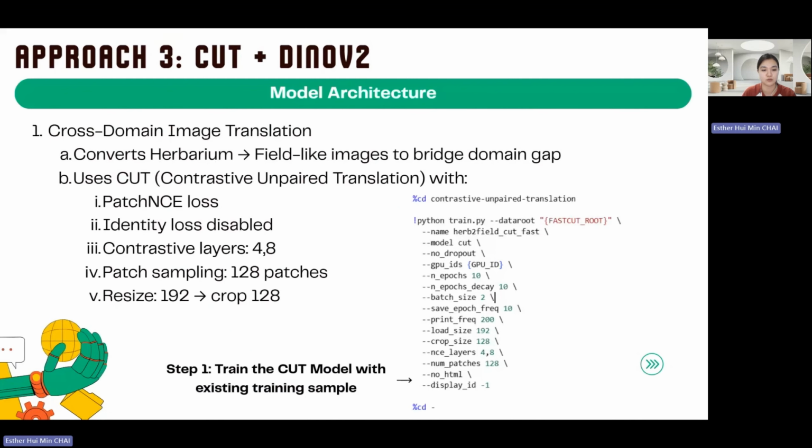I'm Esther, and my approach focuses on synthetic data generation. To solve the cross-domain issue, I designed a two-stage pipeline. First, I use CUT, an unpaired image-to-image translation model, to convert herbarium images into realistic field-style synthetic images. The model is trained using herbarium images as domain A and field images as domain B.